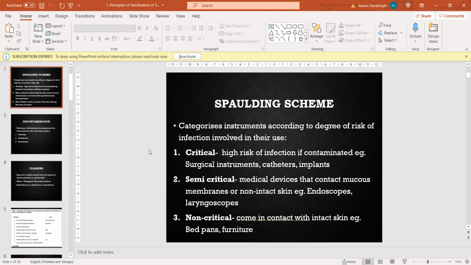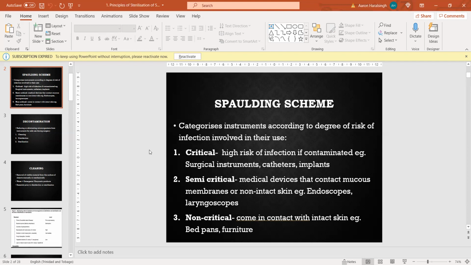Semi-critical instruments refer to medical devices that have contact with the mucous membranes or non-intact skin. So these are usually your scopes. So your colonoscopes, your endoscopes, your laryngoscopes, bronchoscopes, and so on and so forth. And the non-critical instruments are those which come into contact with intact skin. These are the general everyday things that we see on the ward, things like bedpans and furniture within the healthcare setup.